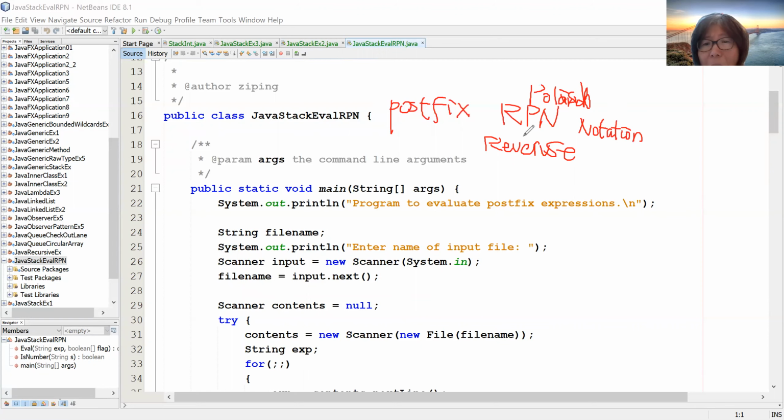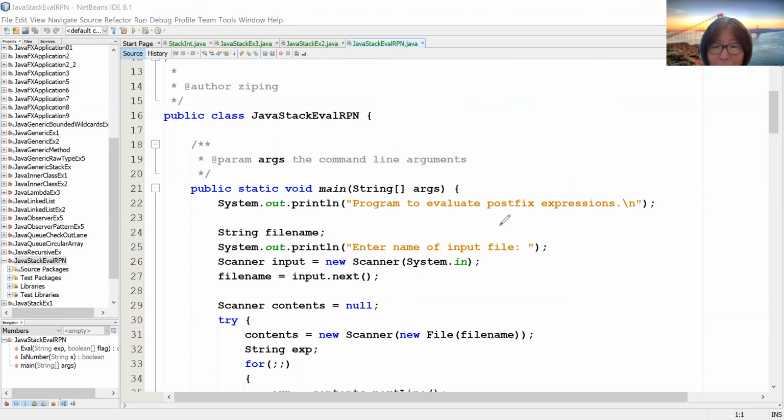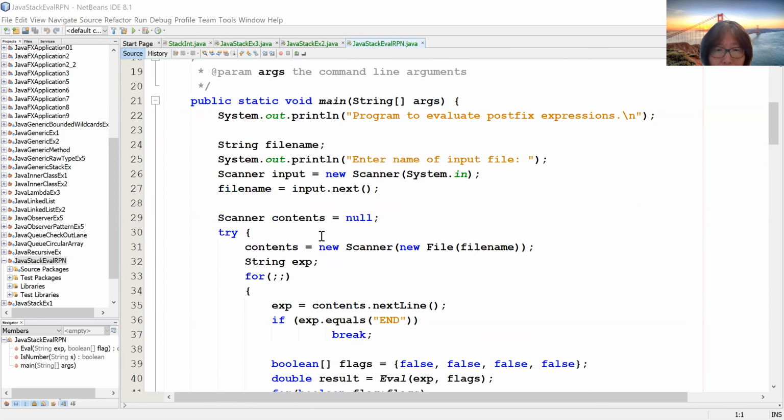So if you see an RPN expression, basically it means the postfix expression, and it doesn't have any parentheses, okay? And the operator is always after the two numbers. What we are going to see here is we are going to read the file. The file contains a number of expressions, each one on a line, and each has a postfix expression.